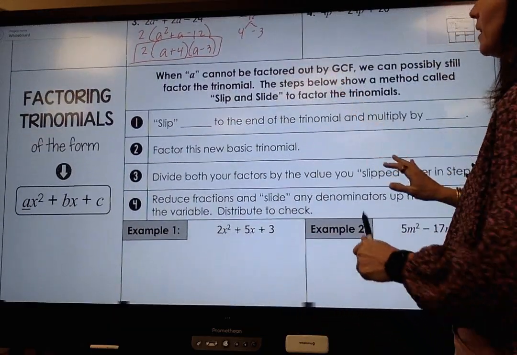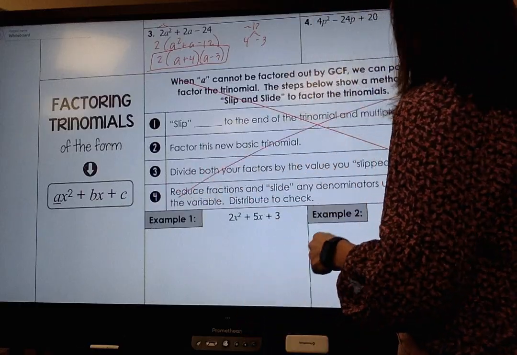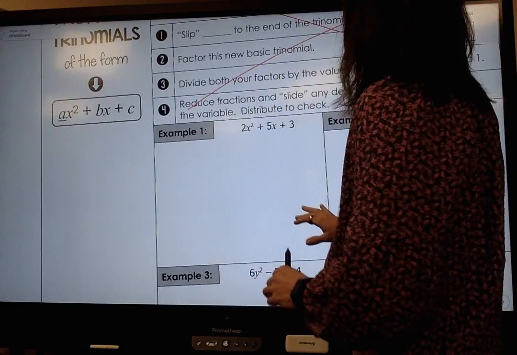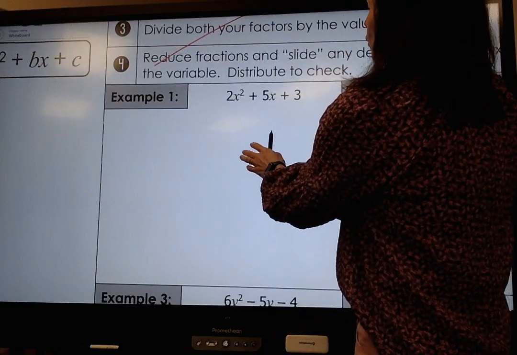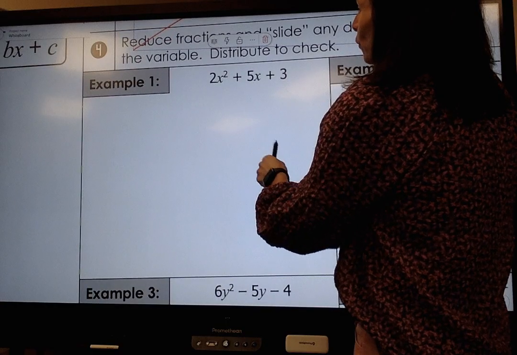Now, I am not teaching you this method of slip and slide because your upper school teachers do not want you learning that method. So we're not going to do that. So I'm going to show you two different ways how to do it. I'm going to show you the reverse box method.